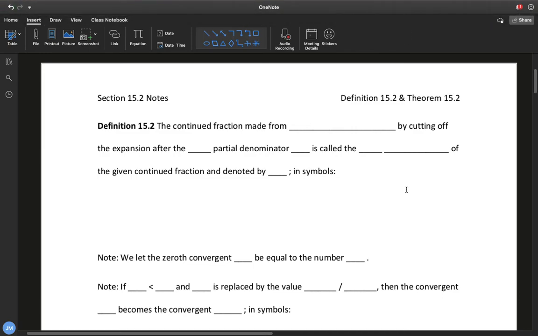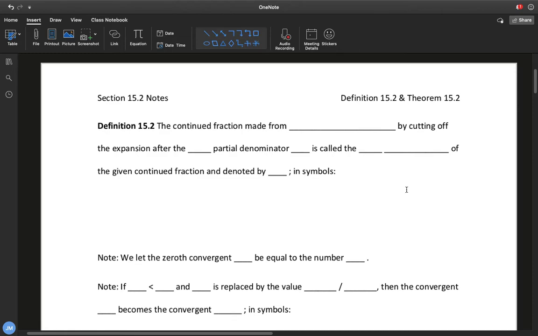All right. Well, I was responsible for the notes for 15.2. I'm covering definitions 15.2 and theorem 15.2 as well. So we're going to start with definition 15.2, and I made this notes file so that you can follow along with me kind of as close to what we would do in a normal class as possible. So if you wanted to even fill some of this in before we get started, you're more than welcome to.